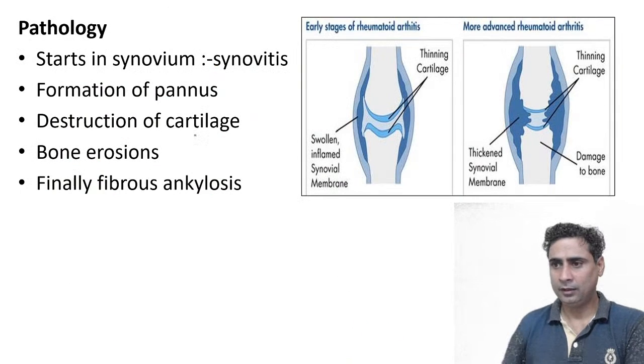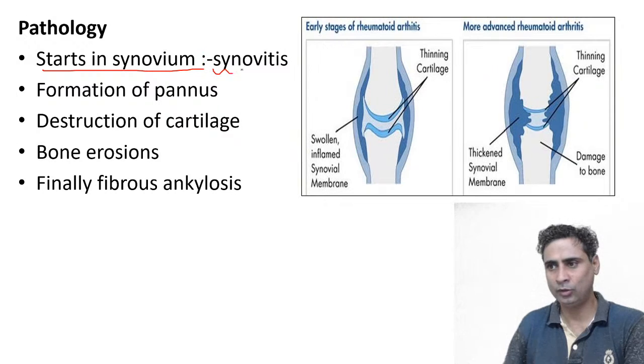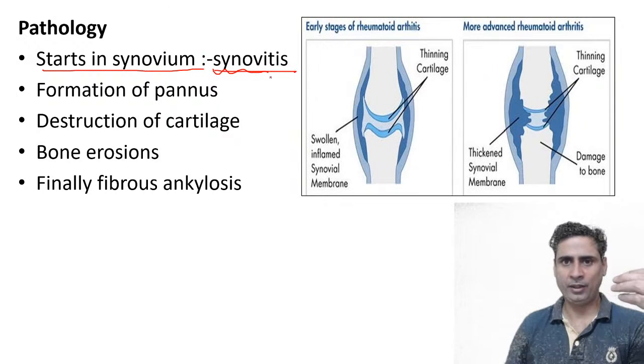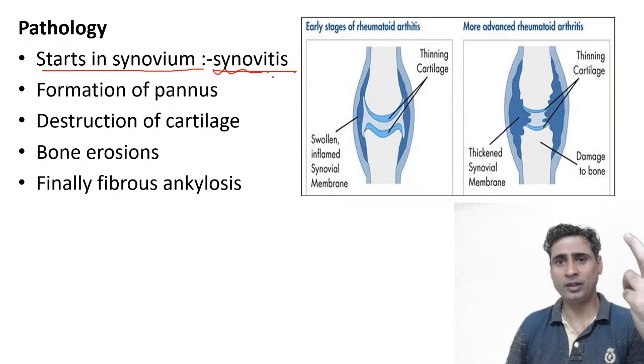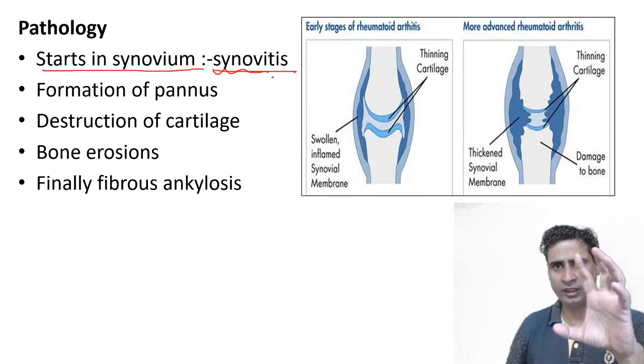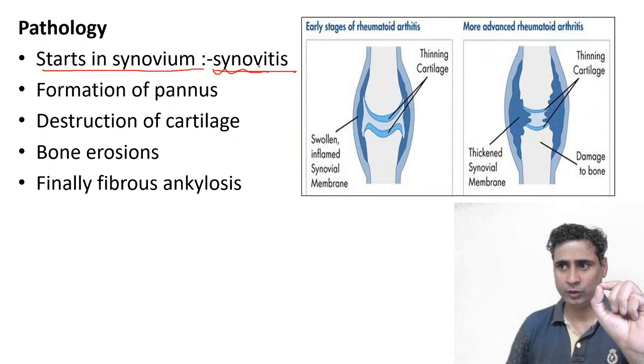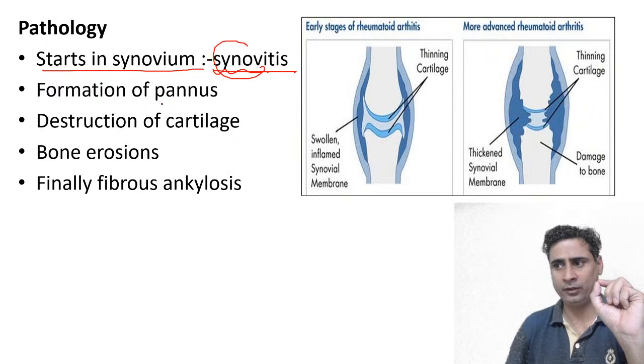So what will happen? The pathology will start in synovium due to deposition of immune complex leading to synovitis. Due to inflammation, there will be proliferation of synovium, synovial hypertrophy, along with formation of granulation tissue as there is chronic inflammation. That granulation tissue along with hypertrophied synovium is known as pannus. Here you can see thickened synovial membrane along with granulation tissue, that is known as pannus.